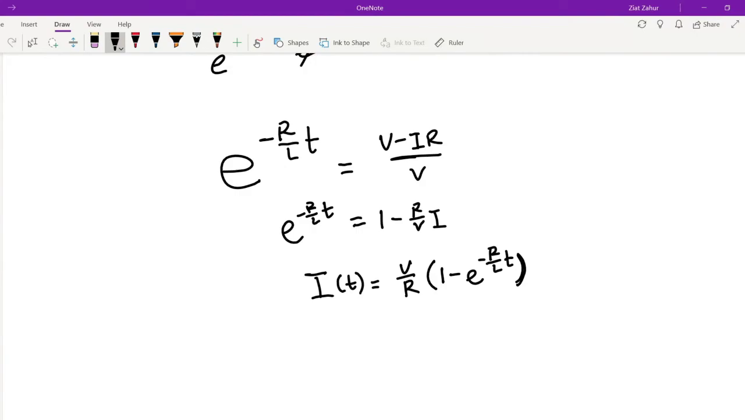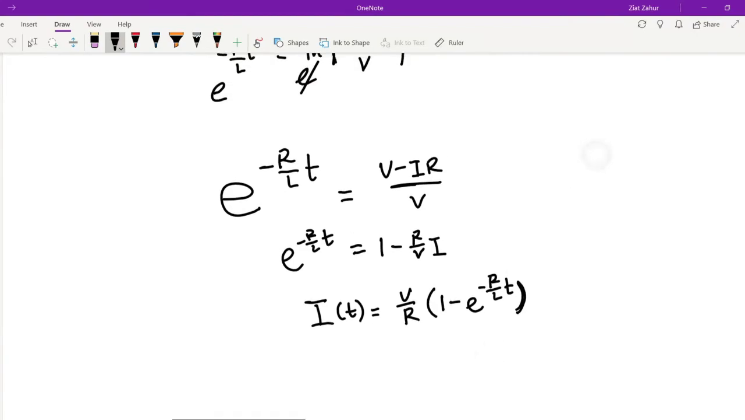All right. Now, what is V over R? What is this thing in the front? V was the voltage of the battery. R is the resistor. So what is V over R?